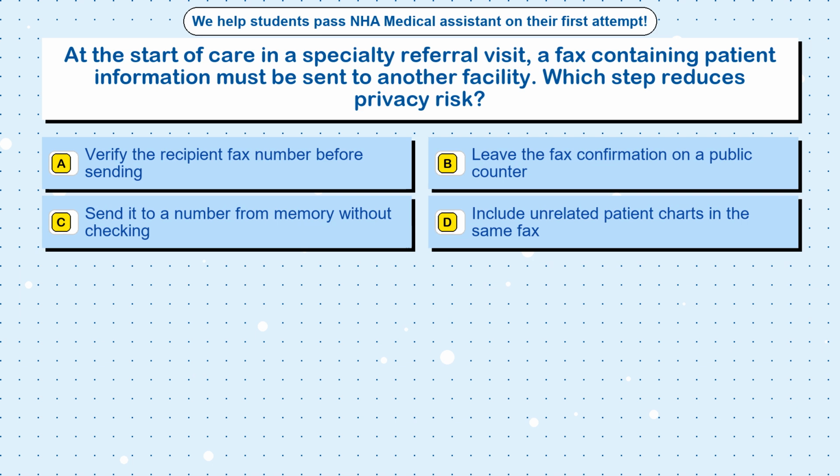Question 13. At the start of care in a specialty referral visit, a fax containing patient information must be sent to another facility. Which step reduces privacy risk? Option A, verify the recipient fax number before sending. Option B, leave the fax confirmation on a public counter. Option C, send it to a number from memory without checking. Option D, include unrelated patient charts in the same fax.